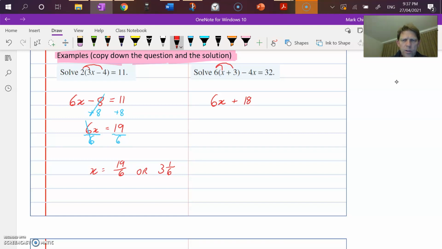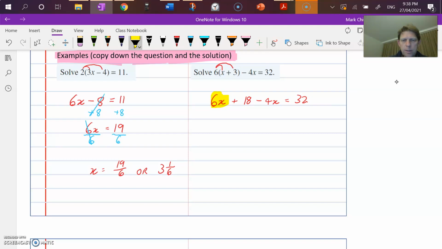That minus 4x kind of isn't involved in the expansion. It's separated by that minus sign. So it just comes along as a passenger. And the 32 on the other side is unaffected by that expansion. We're not changing the value there. We're just rearranging it.